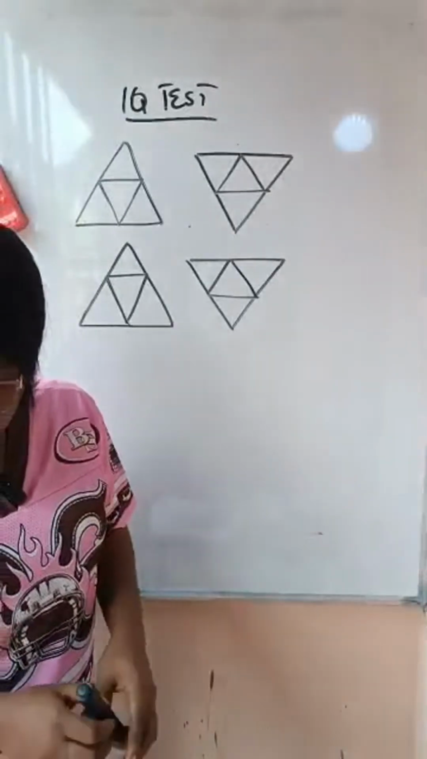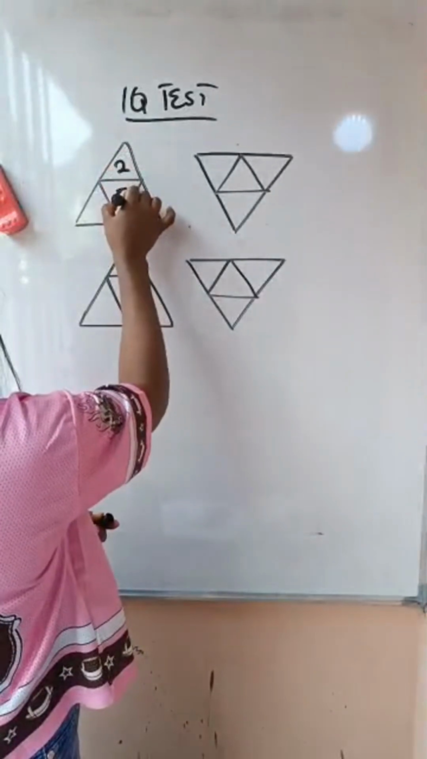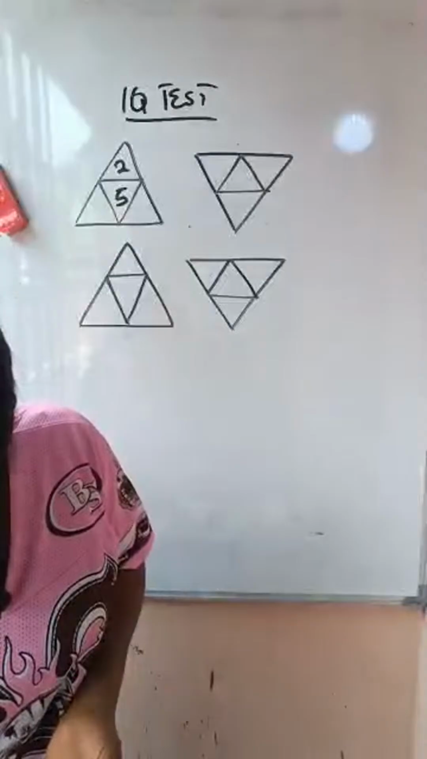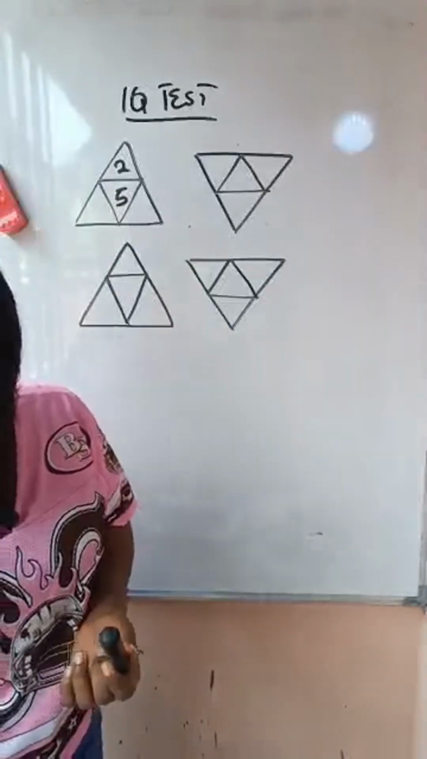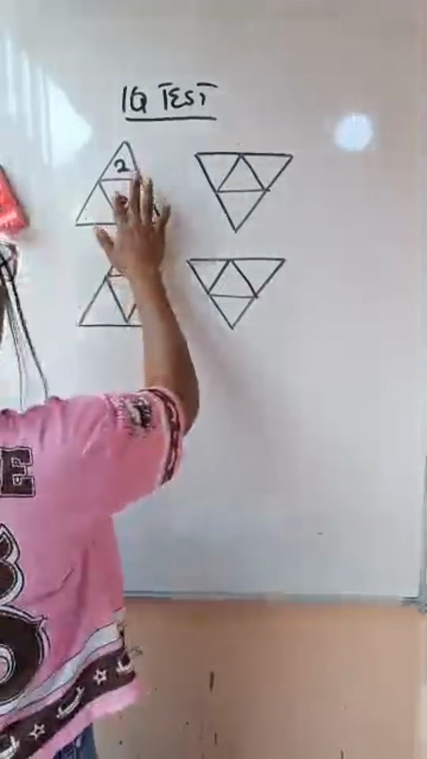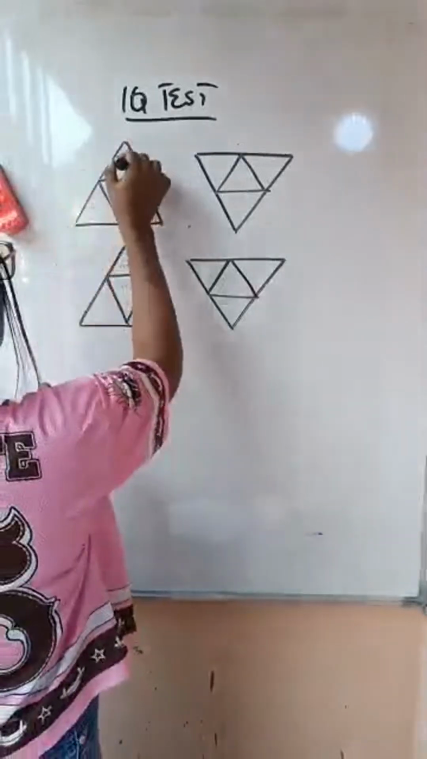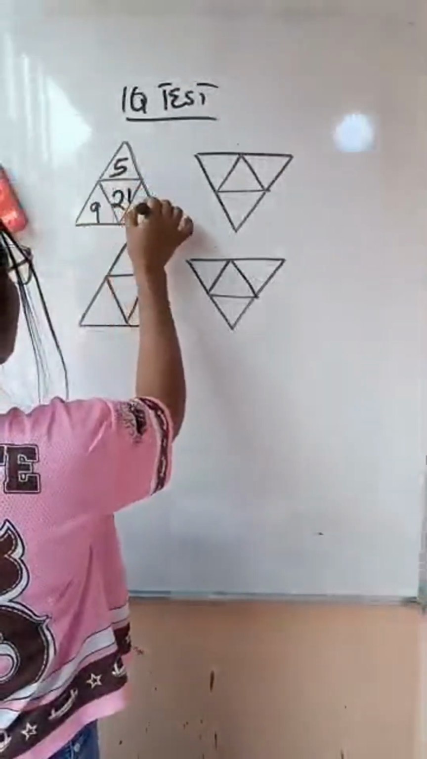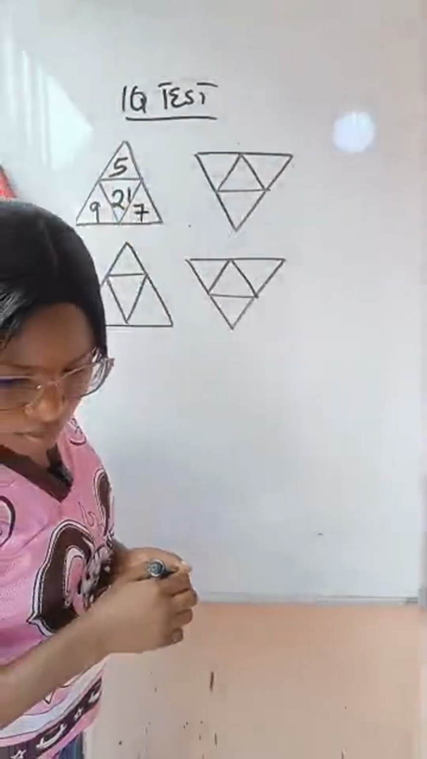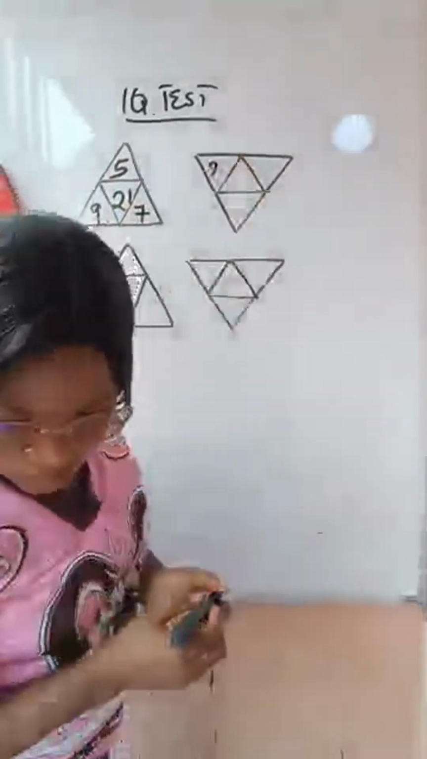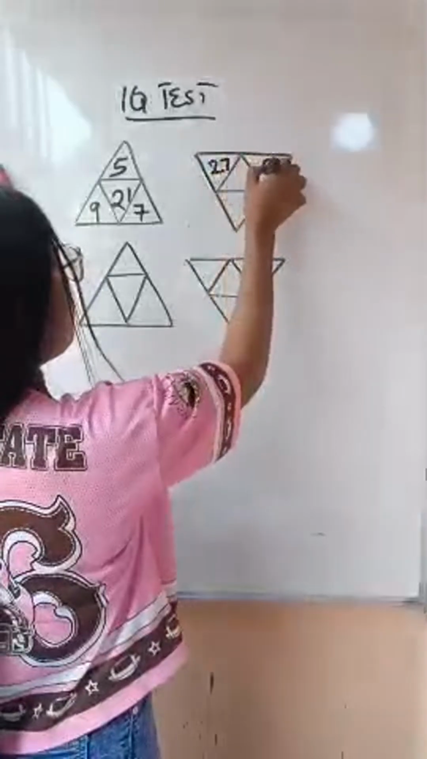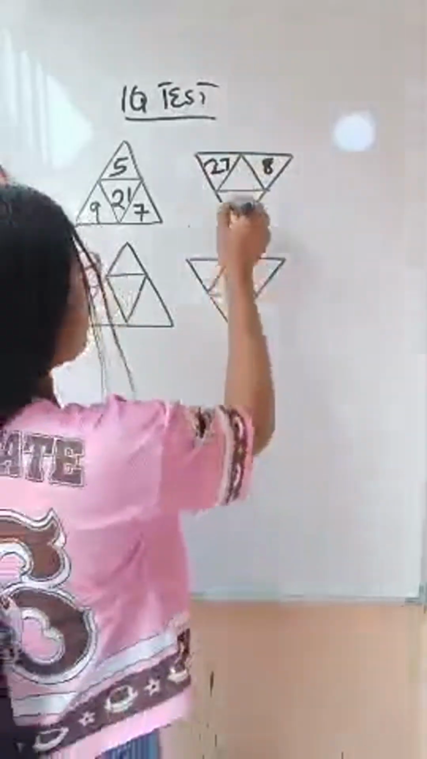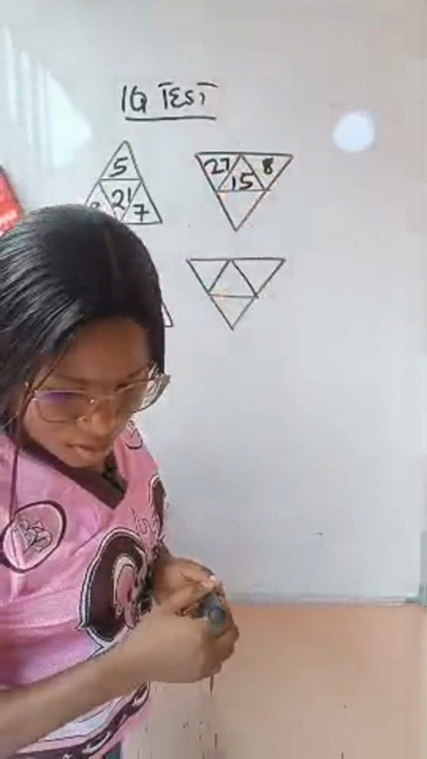Now we have 2, 5. This is 2, this is 5, this is 10 and this is 15. Sorry, that's not the one I'm talking about. Okay, so we have 5, we have 21, we have 9, we have 7. Then we have 27, we have 8, we have 15 in the middle, and we have 4.